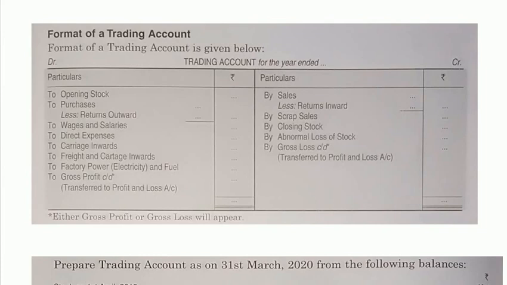I hope you all have understood the concept of the trading account, the format of the trading account discussed in earlier classes, and the questions discussed with their solutions. I hope you have understood the concept very clearly. The work for you all is to try to solve the various questions or exercises given in your book.